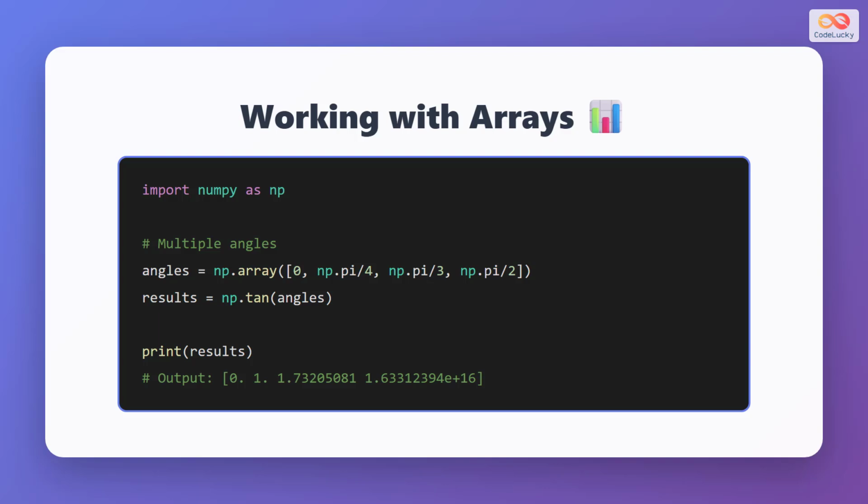The real power of np.tan comes when working with arrays. Here we create an array of multiple angles: 0, pi divided by 4, pi divided by 3, and pi divided by 2. We pass this entire array to np.tan, and it computes the tangent for each element. The output shows 0 for 0 radians, 1 for pi over 4, approximately 1.732 for pi over 3, and a very large number for pi over 2, since tangent approaches infinity at that point.